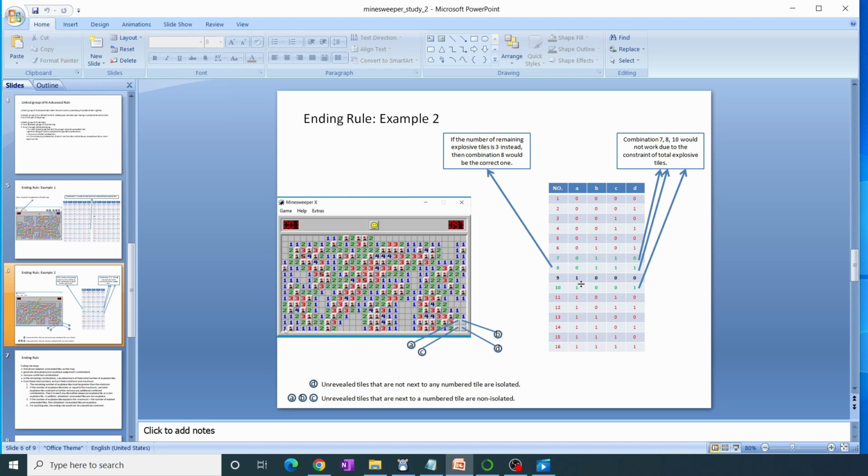Okay, now we know how the ending rule is used. How can we use it systematically so that it is programmable? To explain the ending rule, I need to first define 2 types of unrevealed tiles, namely isolated unrevealed tiles and non-isolated unrevealed tiles. Isolated unrevealed tiles are the ones that are not next to any numbered tile. If an unrevealed tile is not isolated, then it is non-isolated. So in this example, tile D is an isolated tile, while A, B, and C are non-isolated unrevealed tiles.